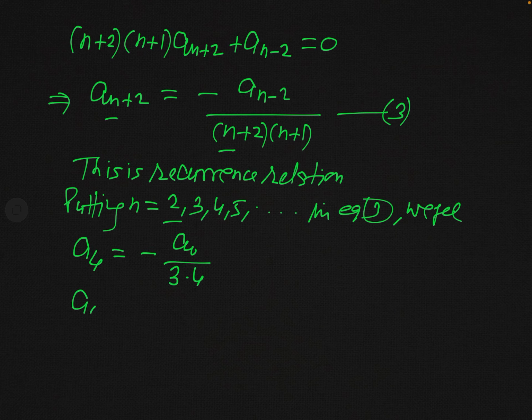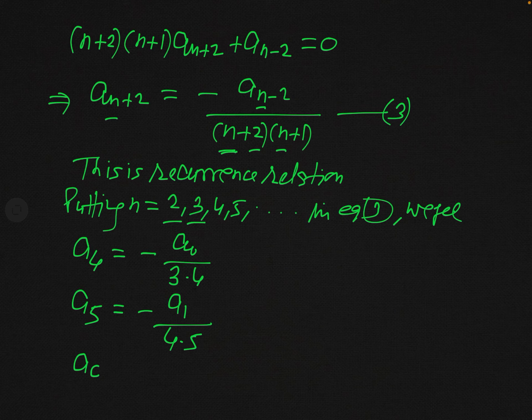And again write a5. When will it be a5? When we take n equal to 3. So this will be, you can see, if n is 3 here, a3 minus 1, that will be a1. So this is minus a1 divided by 3 plus 2, that will be 5, and 3 plus 1, that will be 4. So this is 4 into 5.